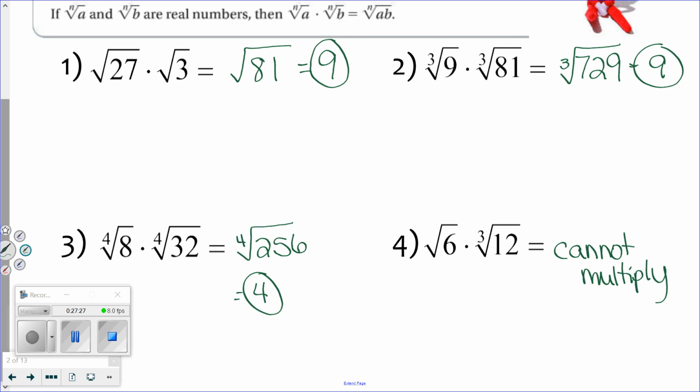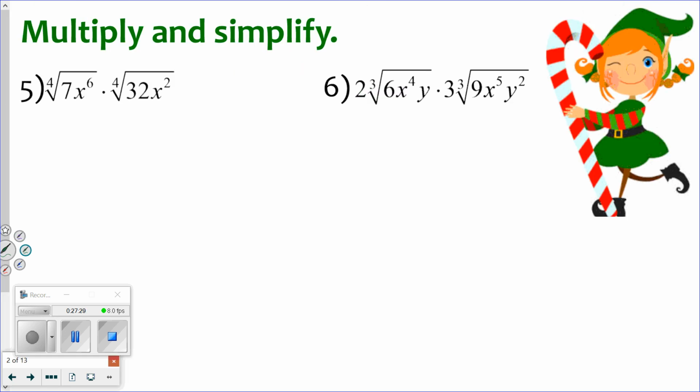Yes, just like that. Okay, so just make sure you're careful that you're watching that they are the same radical if you're going to put them together. All right, so number 5, 4th root of 7x to the 6 times the 4th root of 32x squared.